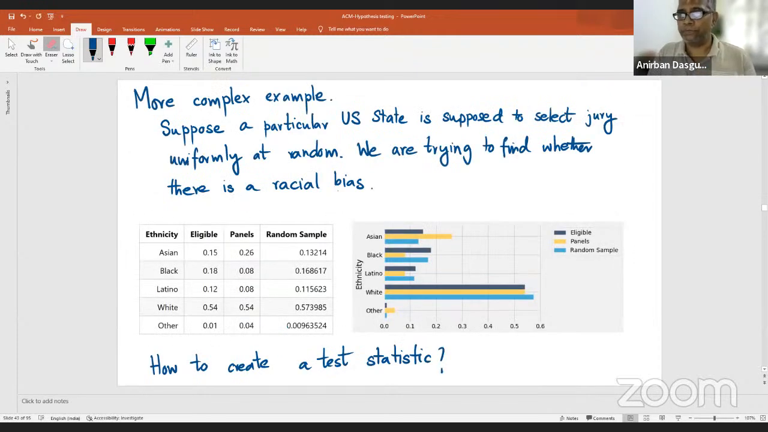Now, supposing this is the average F bar that you have seen across panels. When you average across all the different panels, you have seen 26% Asians, 8% African Americans, 8% Latinos, 54% white, and 4% others. This is your observed data. This is the observed data.